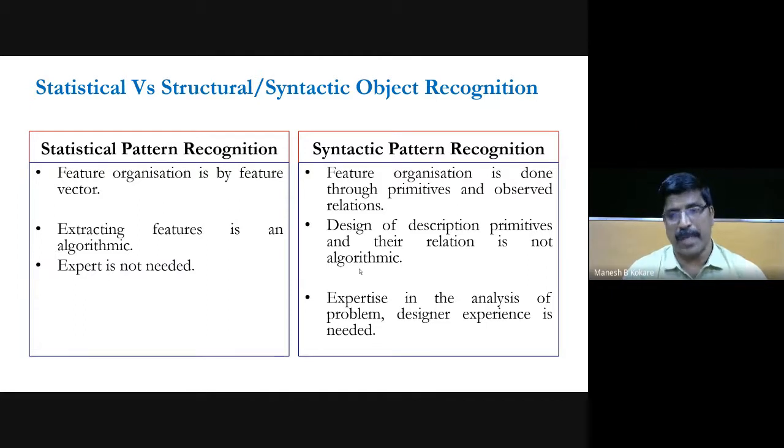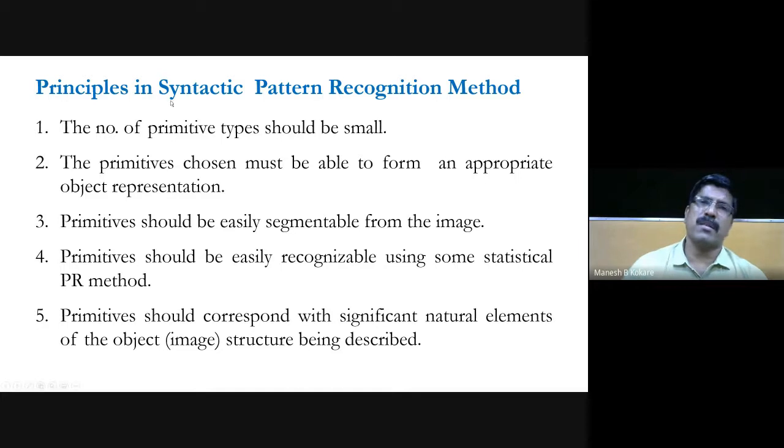So what are the principles behind it? The principle in the syntactic pattern recognition method is that, instead of features, you are going to extract the primitives. The number of primitive types should be small. Don't extract too many primitives. Select the primitives such that they are required for constructing or representing the structure of that object. These primitives should be small in number. That is the first principle in syntactic object recognition.